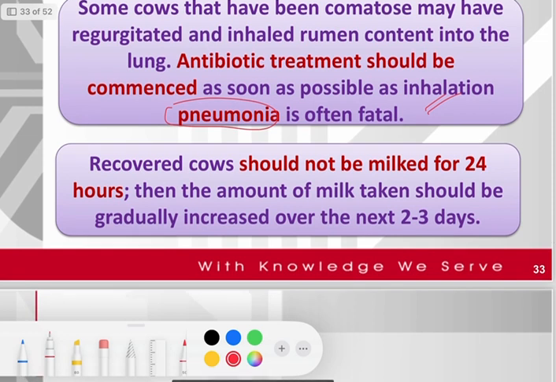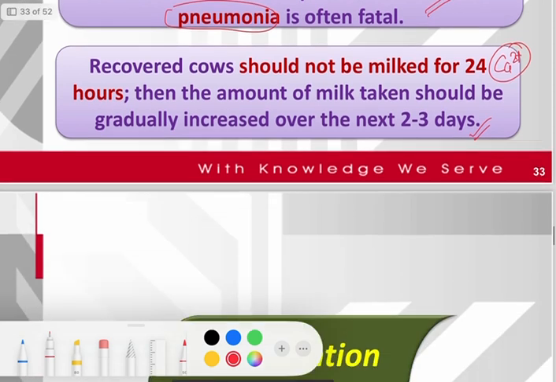A recovered cow should not be milked for 24 hours, because if you milk again, calcium loss will occur, and again it may become hypocalcemic, and again the signs can be seen. So after treatment, we should not milk the animal up to 24 hours. Then the amount of milk should be gradually increased over the next 2 or 3 days. It should not be increased directly after 24 hours. It should be gradually increased.